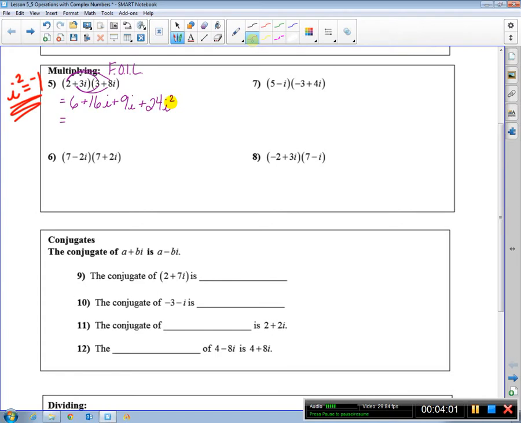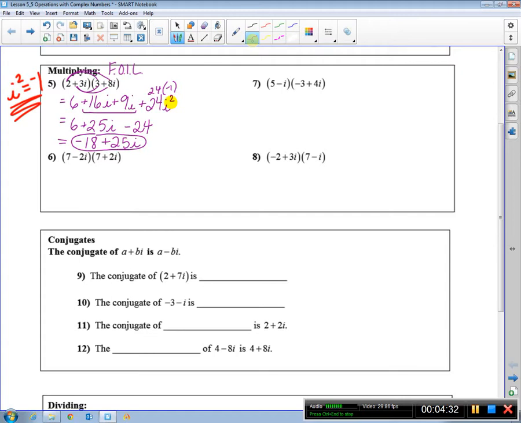So we have 6. I can add my imaginaries, 25i. And now if I have 24 times negative 1, that's the same as minus 24. So I can combine my 6 minus 24. That gives me negative 18 plus 25i.